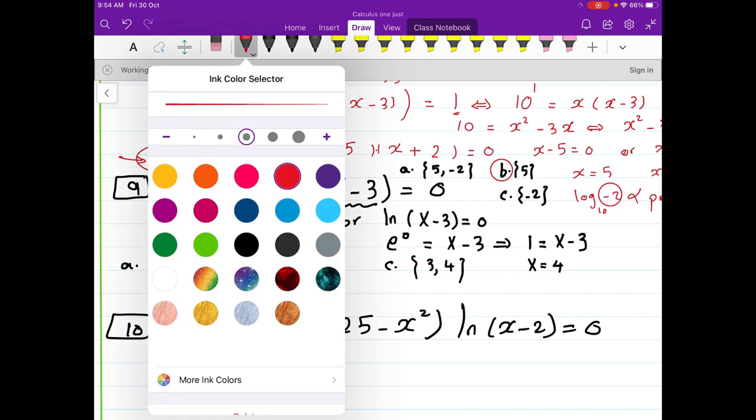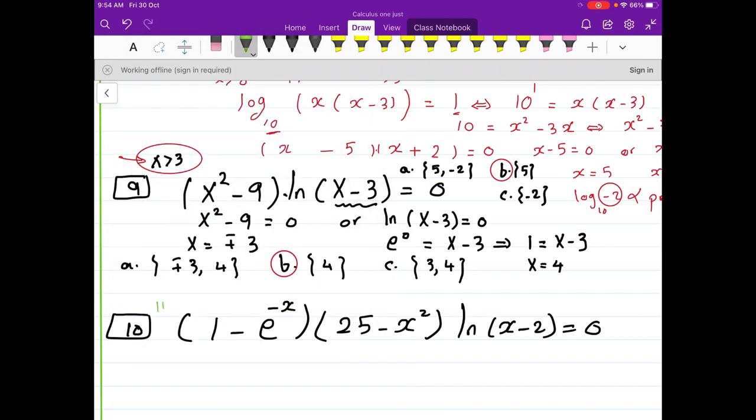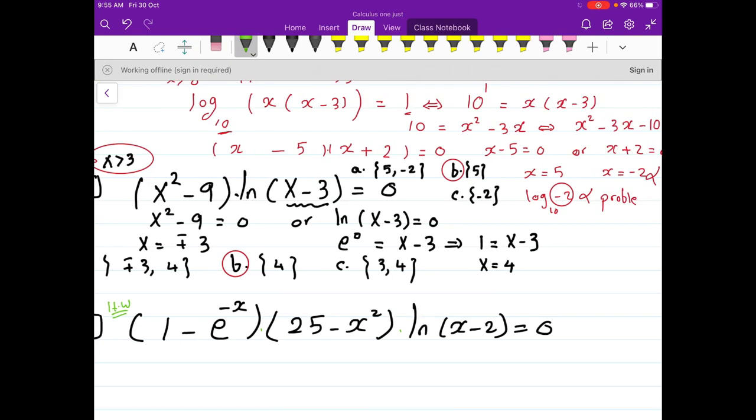So, homework. Try to solve 1 minus e to the power minus x, times 25 minus x squared, times ln of x minus 2, equals 0. Notice the product of 3 functions equals 0. Before you solve, what is the domain for this function? This function's domain is R and this function's is R, but for this function, x is greater than 2. So before you solve, find the domain. Any value of x must belong to this interval.